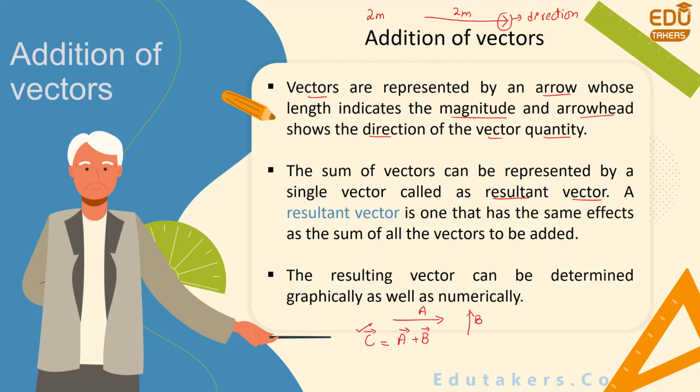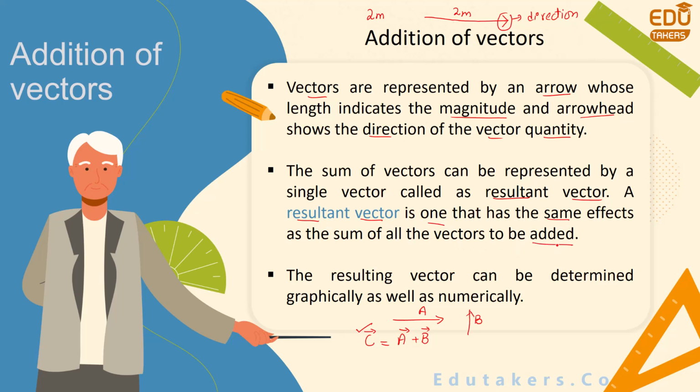So how can you define the resultant vector? You can simply say that the vector having the same effect as the sum of all the vectors to be added is called the resultant vector. It is given here: a resultant vector is the one that has the same effect as the sum of all the vectors to be added.